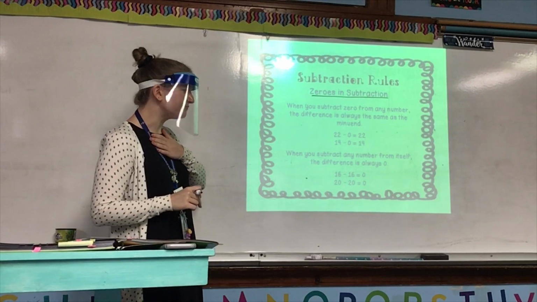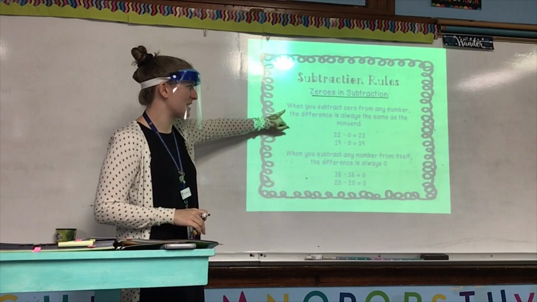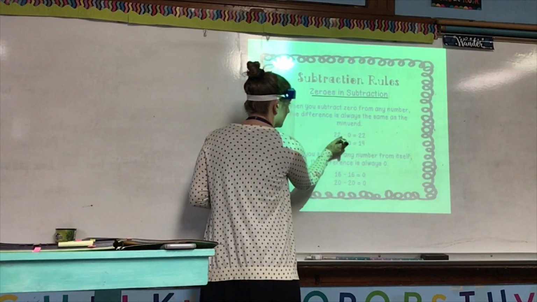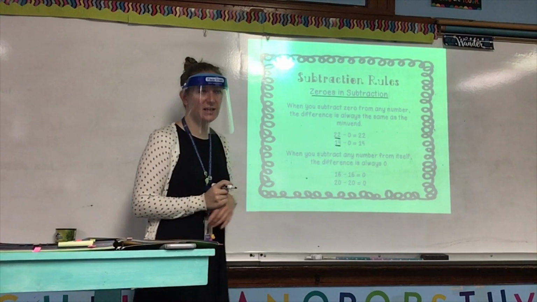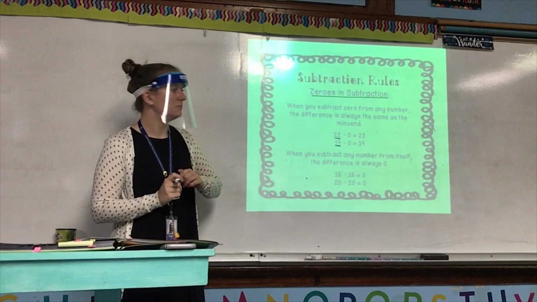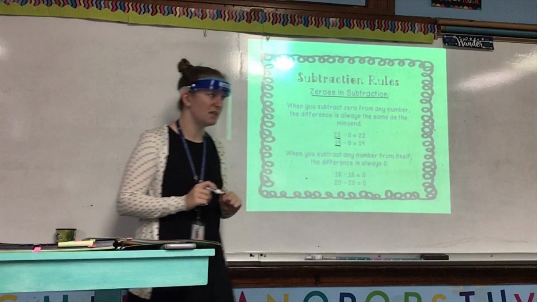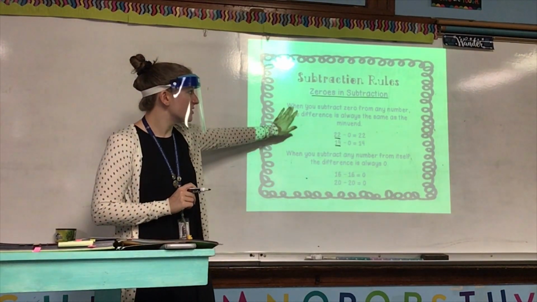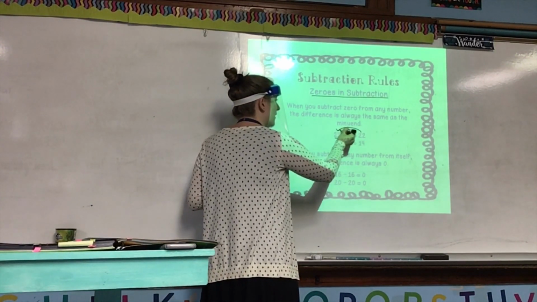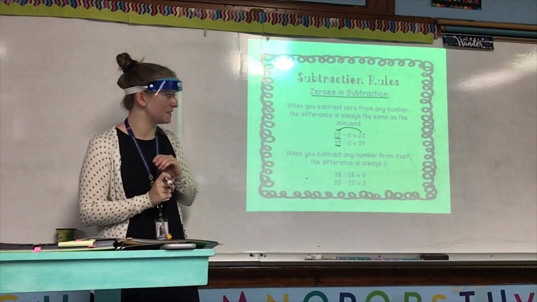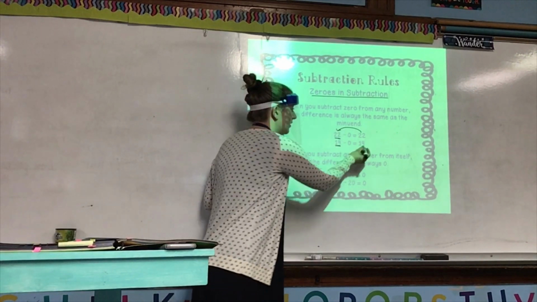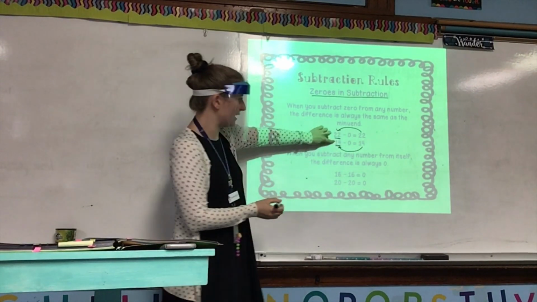It says, when you subtract 0 from any number, the difference is always the same as the minuend. Minuend is the first number in a subtraction sentence. Subtrahend is the second number in a subtraction sentence. Difference is the answer in a subtraction sentence. So the zeros in subtraction rule says anytime you take 0 away, the answer, the difference, is the same as the minuend. 22 minus 0 is 22. 14 minus 0 is 14.